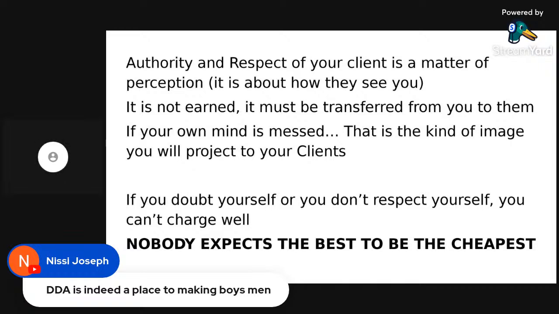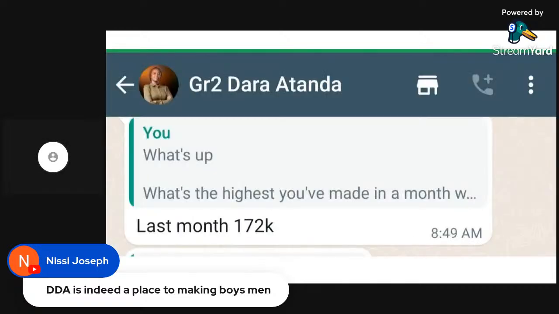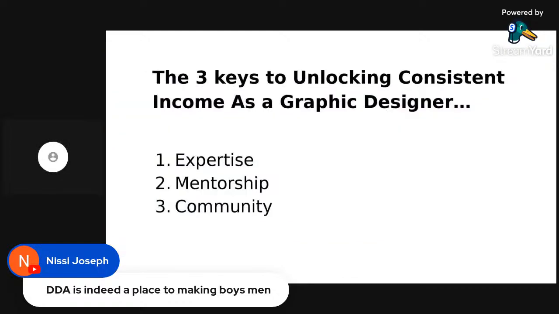Now, this is my student. How much did he make? He made 172,000. That's about 200K, right? Now, these are the three keys to unlocking your consistent income as a graphic designer. Number one, expertise. Number two, mentorship. Number three, community.